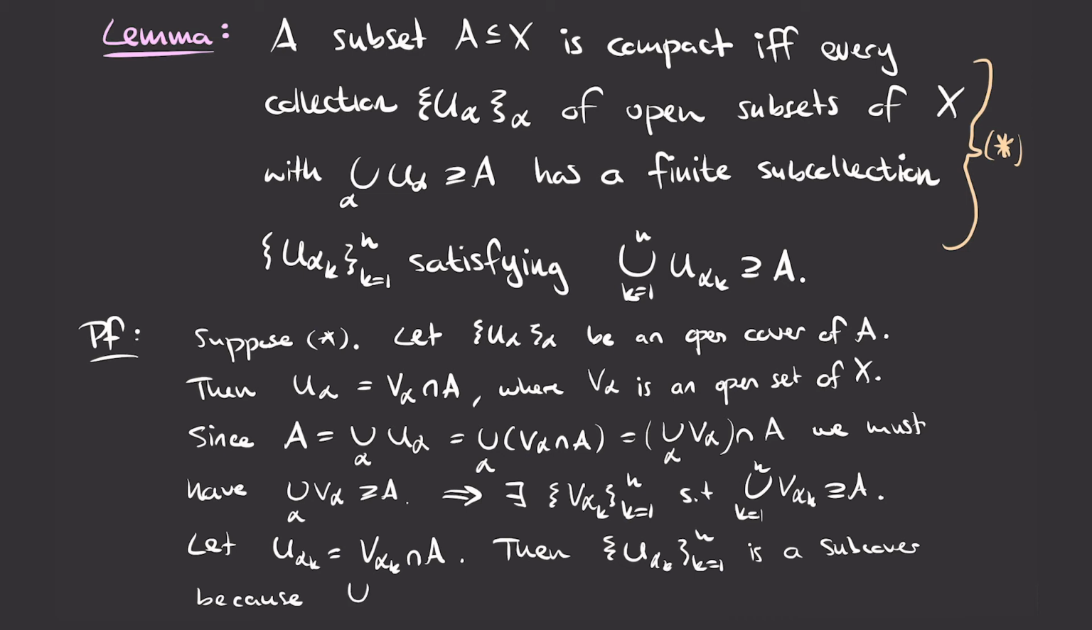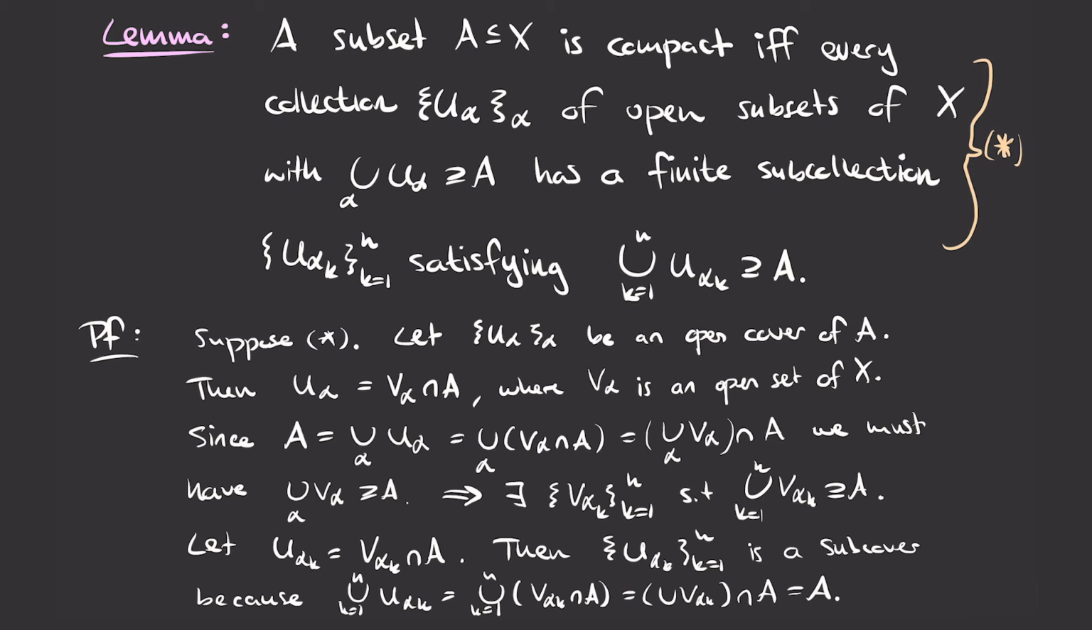And the reason for this is that if we look at the union over K from 1 to n of these U alpha K, then by definition this is the union over V alpha K intersect A, which using the distributive property is the union over the V alpha K intersect A, and by assumption the union of the V alpha K contains A, which means that if we intersect the union of the V alpha K with A, we just get back A. And this is exactly what we needed to show, because this shows that the union of the U alpha K is equal to A. So this thing here is indeed a subcover.